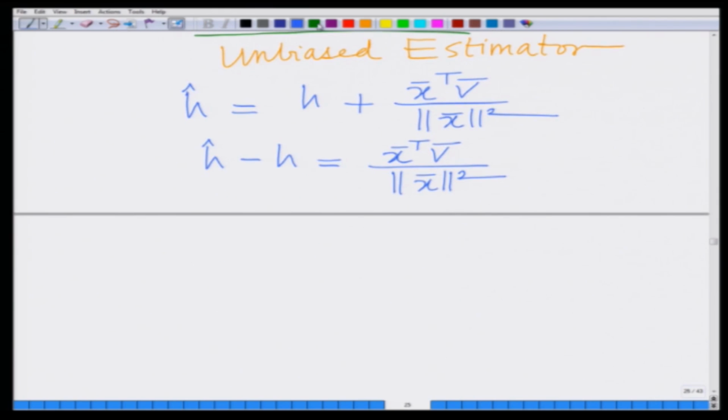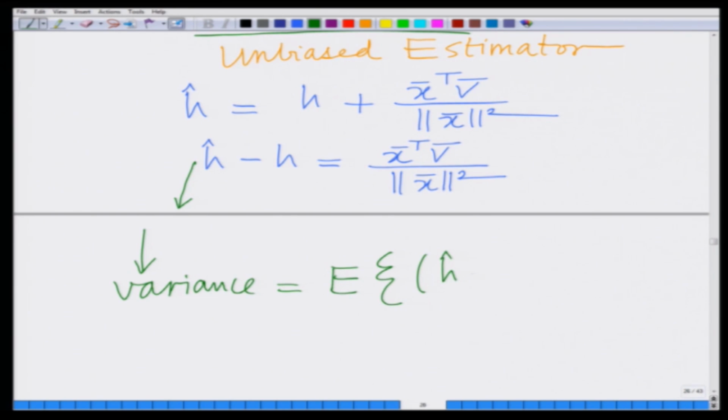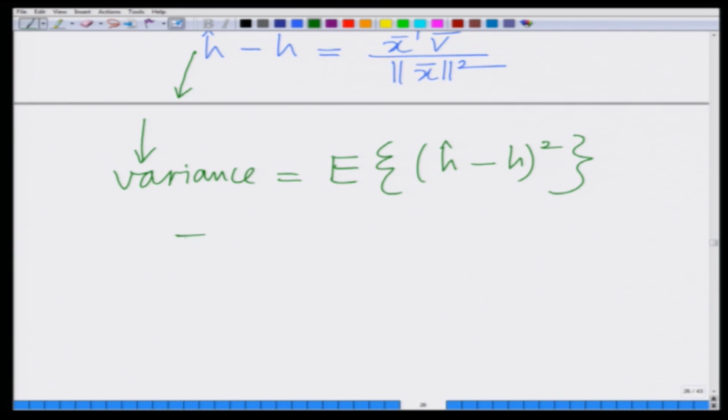Now, the variance is basically the expected value of the estimate, H hat minus H, whole square. Now, this is a scalar quantity, H hat minus H, so it is equal to its transpose. So, H hat minus H square, I can write as H hat minus H times its transpose.